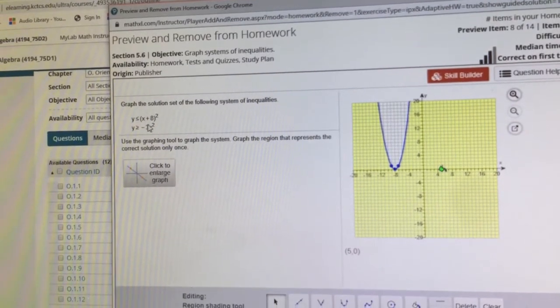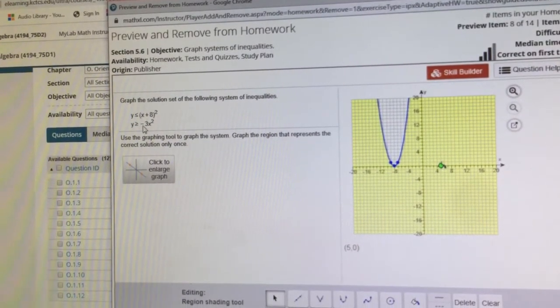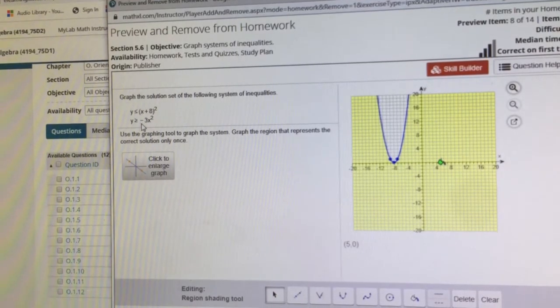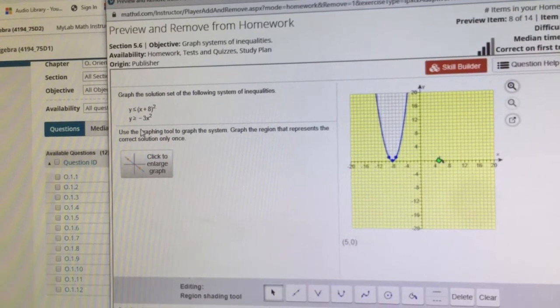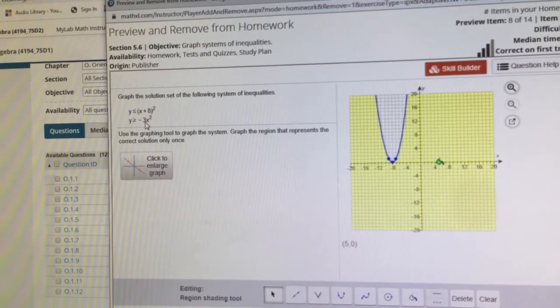All right, now down here on this one. Now look, this is just -3x squared. This right here, the negative is going to make it go down. And 3 is a stretch of 3.